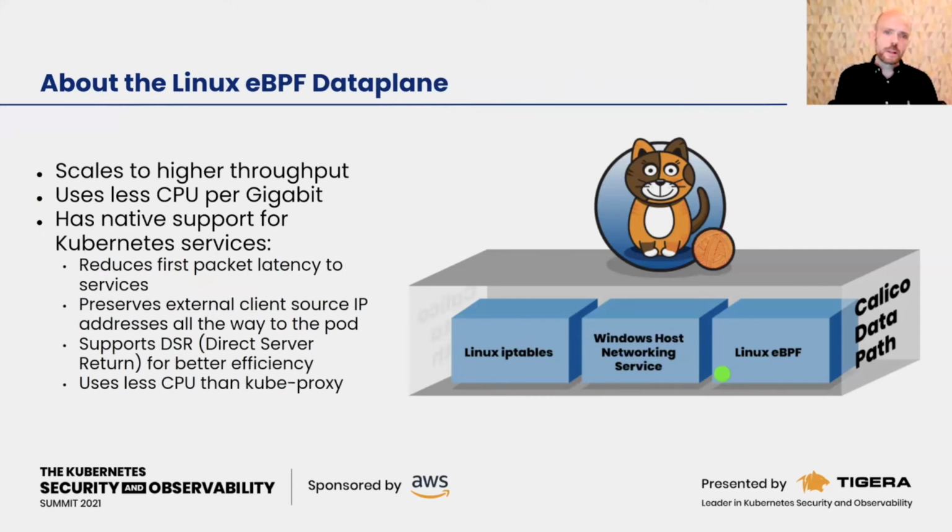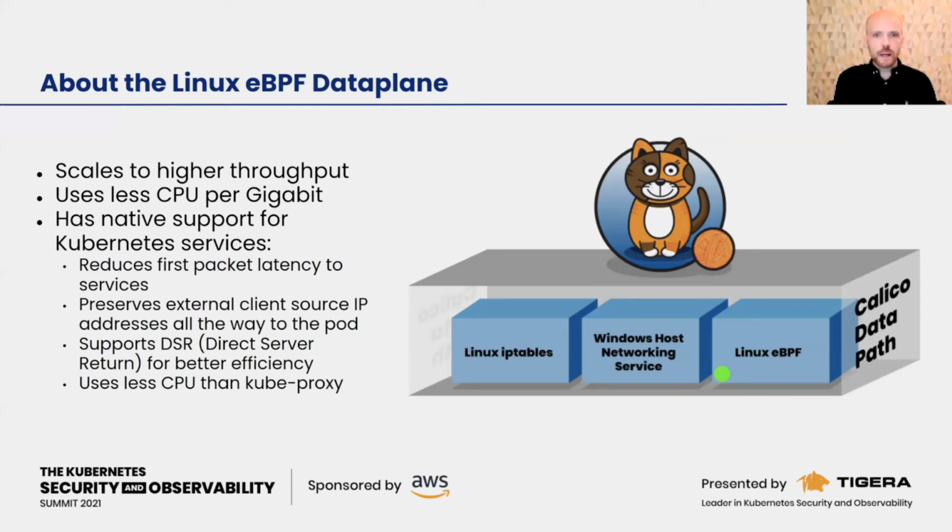The third option, our Linux eBPF dataplane, is our newest dataplane. It scales to higher throughput, it uses less CPU per gigabit, and it has native support for Kubernetes services. That means that when you use the eBPF dataplane, you don't need to run Kube-Proxy in your cluster. The Kubernetes services are instead implemented in the eBPF dataplane.